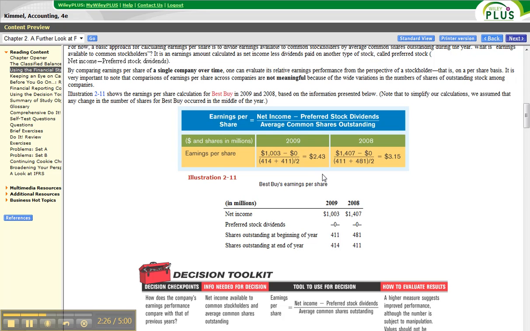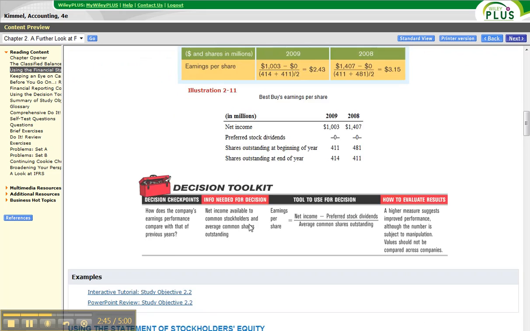And we see that the earnings per share is $2.43 for 09. It was $3.15 for 08. So in this example, it's going down. That would be a negative indicator that a company's profitability is declining. And knowing anything about Best Buy, it has been declining. So it's a good indicator in this case.